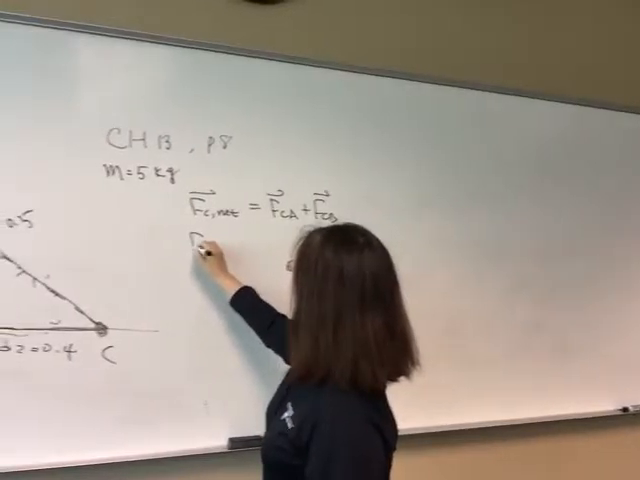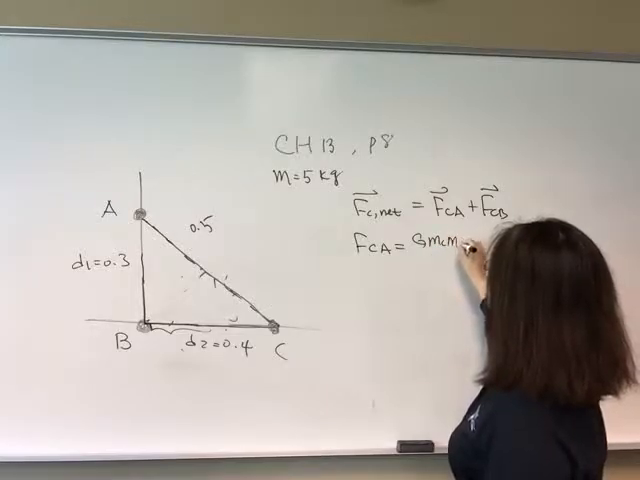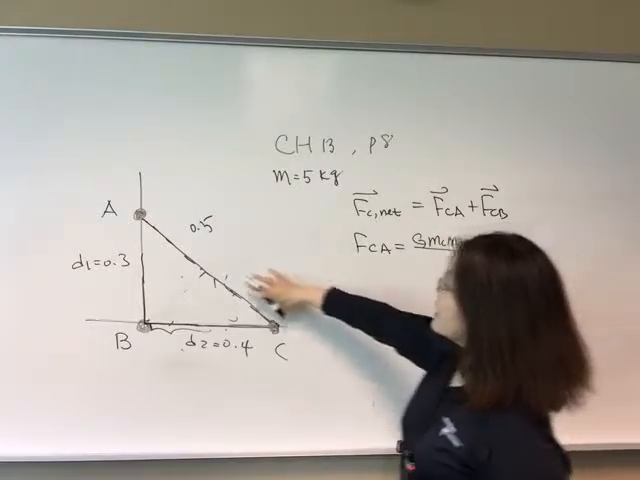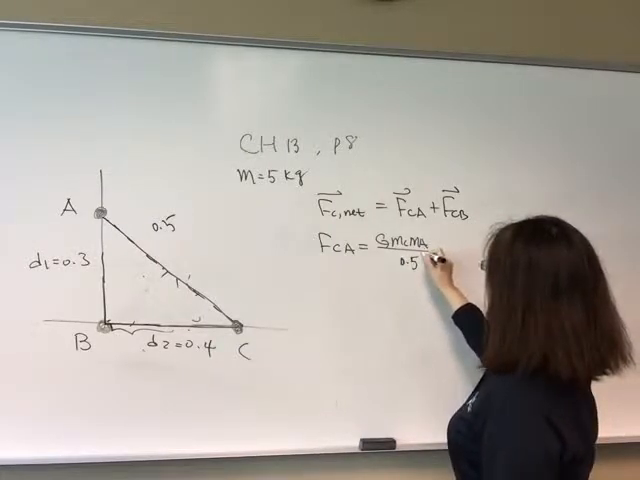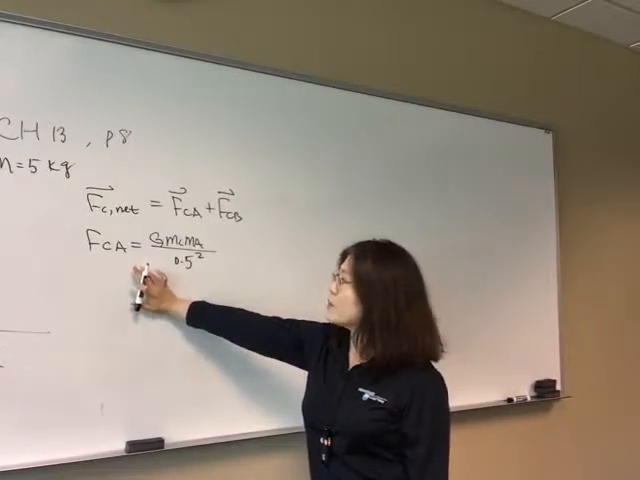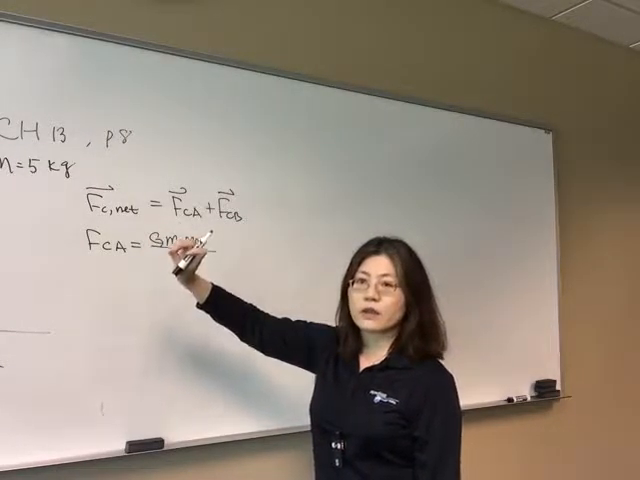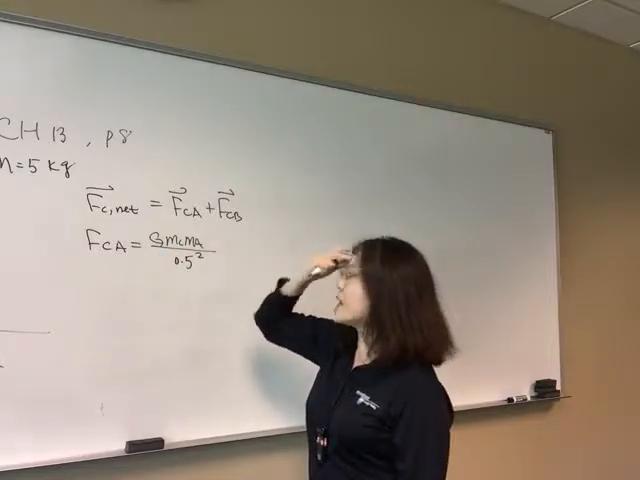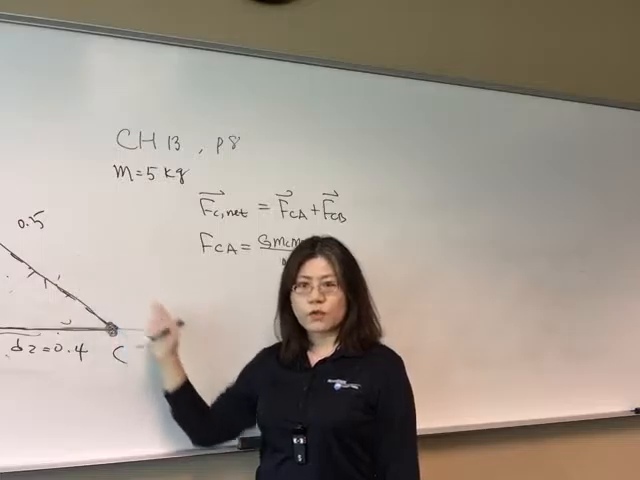Okay, so FCA with the magnitude, that will be G, MC, MA, and then the distance between them. So C and A, the distance between them is 0.5. So 0.5 squared. And as you can see, because I'm using this equation to calculate the magnitude, I don't even include the negative sign. The negative sign is actually being implicitly taken care of when you consider the directions of the force.